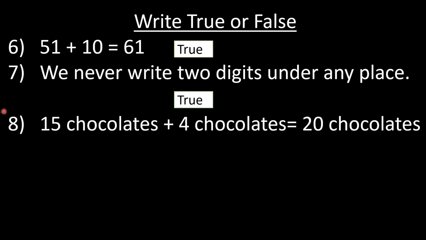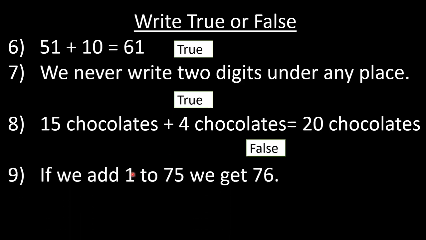Now in question number 8, it is given 15 chocolates plus 4 chocolates is equal to 20 chocolates. So here, keep 15 in your mind and 4 on your fingers. Let's start counting. 16, 17, 18, 19. So our answer should be 19 chocolates. But it is given 20 chocolates. So this statement is false. So we'll write false for it.